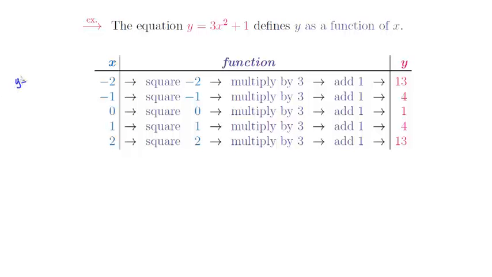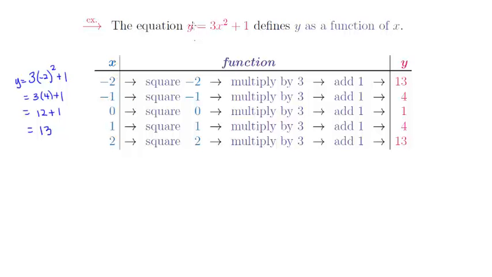Watch, we'll check. y equals 3 times, and in place of x, let's substitute the element -2. Using the order of operations to simplify, we'd have 3 times -2 squared, which is 4. 3 times 4 is 12, because we multiply next. And finally, we add. 12 plus 1 is 13.